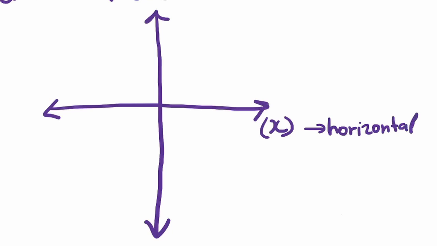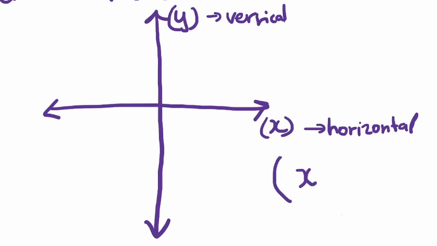The horizontal axis is labelled with X because that's our X-axis. Our Y-axis is labelled with Y. So coordinates are the numbers that are written in pairs, and they help us find a location on our Cartesian plane. It's always read X before Y. So our horizontal coordinate is read first, and then our vertical coordinate is read second.